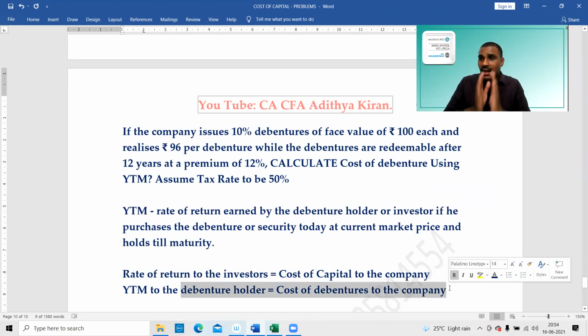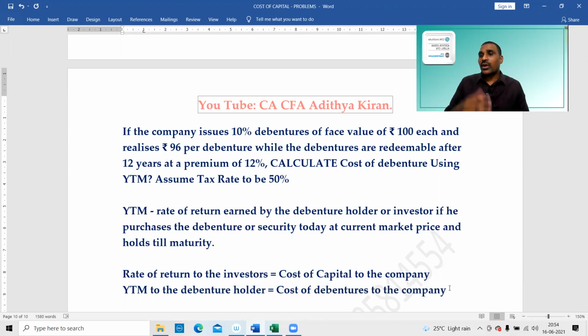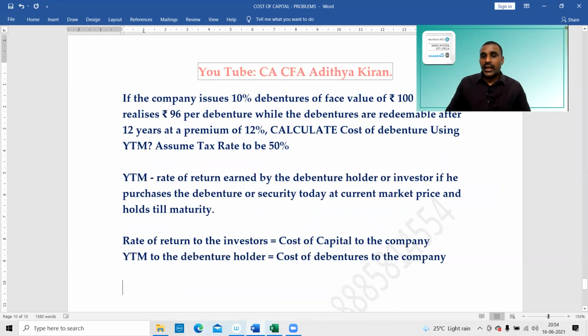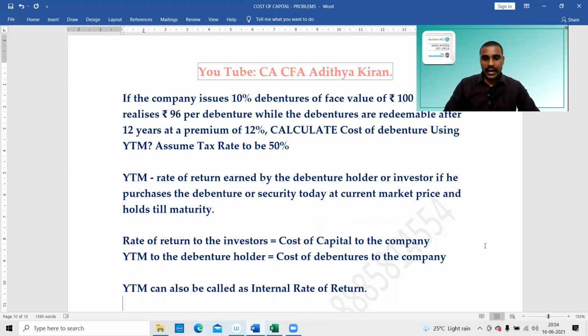So our entire calculations we are going to do from the point of view of the investor, the debenture holder. So how to calculate the yield to maturity? Yield to maturity can also be called internal rate of return, IRR. Internal rate of return is the rate at which NPV is zero.